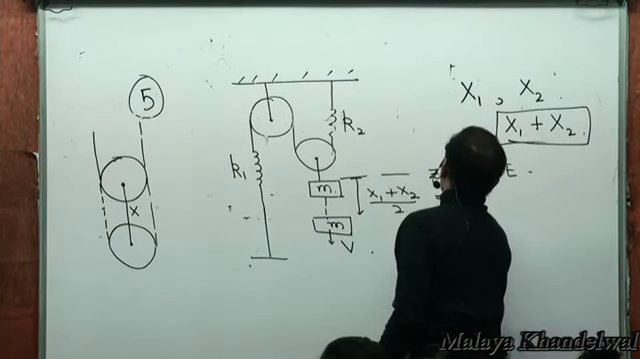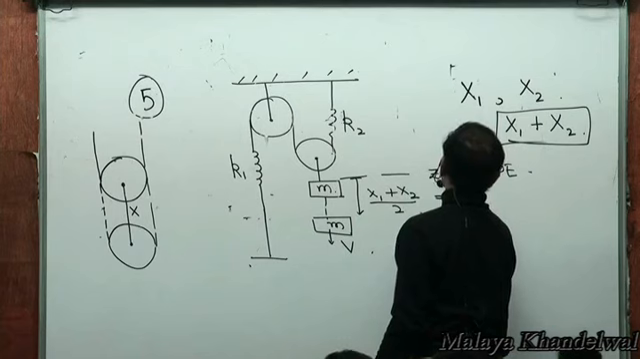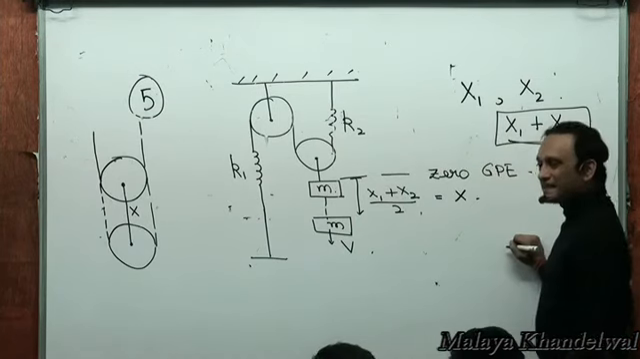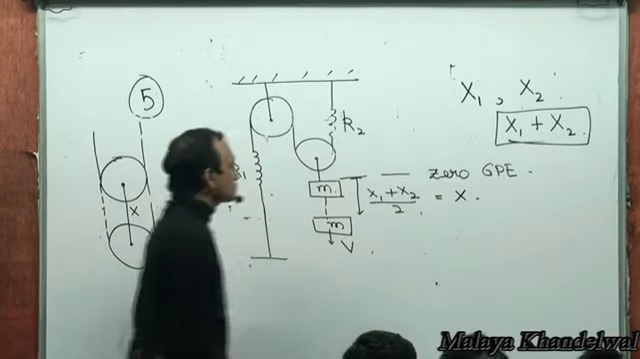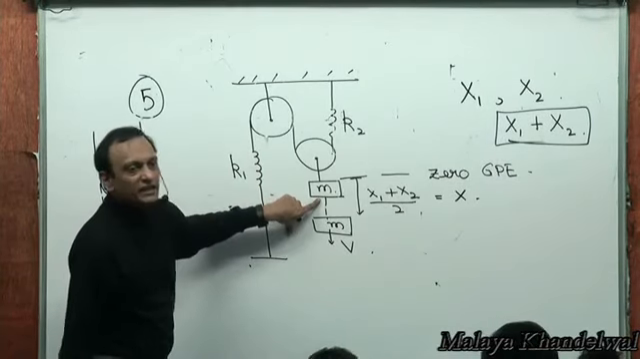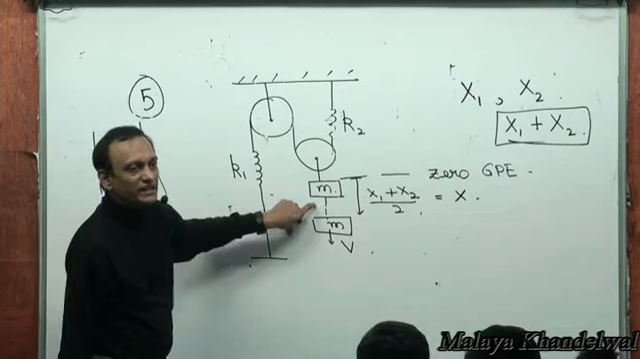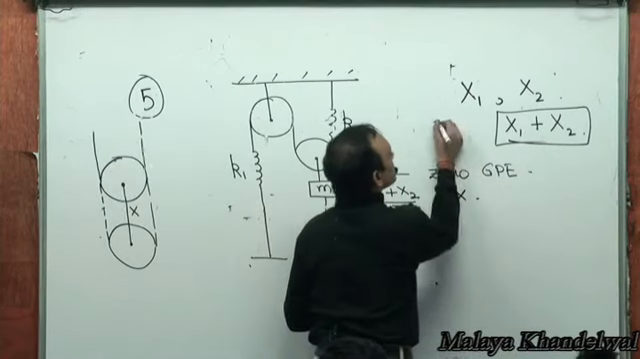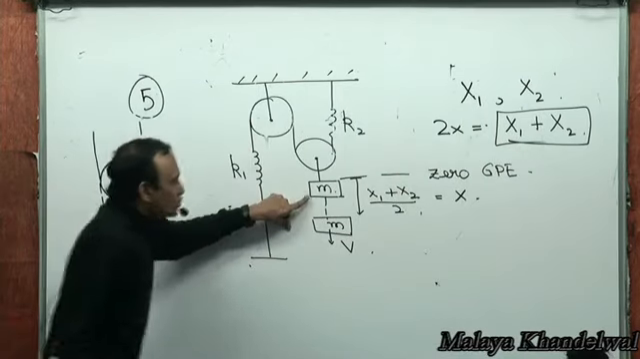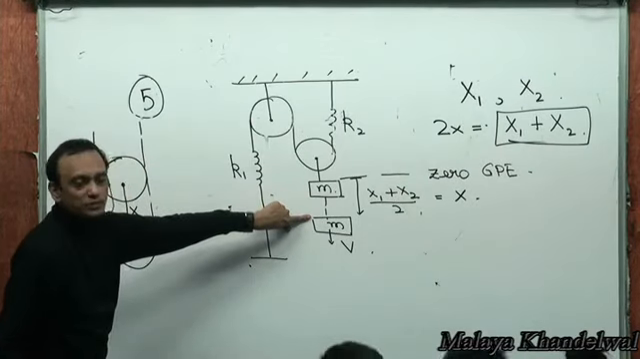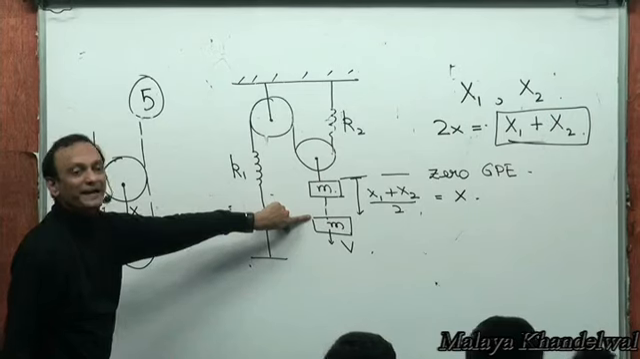This, say, is x. (x1 plus x2) by 2 is x. So everything in terms of x. Let's say I want to write everything in terms of x. So x1 plus x2 is 2x. So in this state, what's the gravitational potential energy of the mass? Minus mgx.